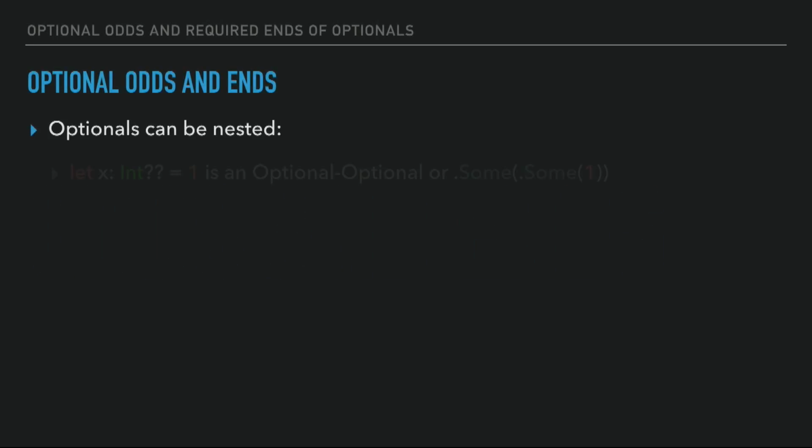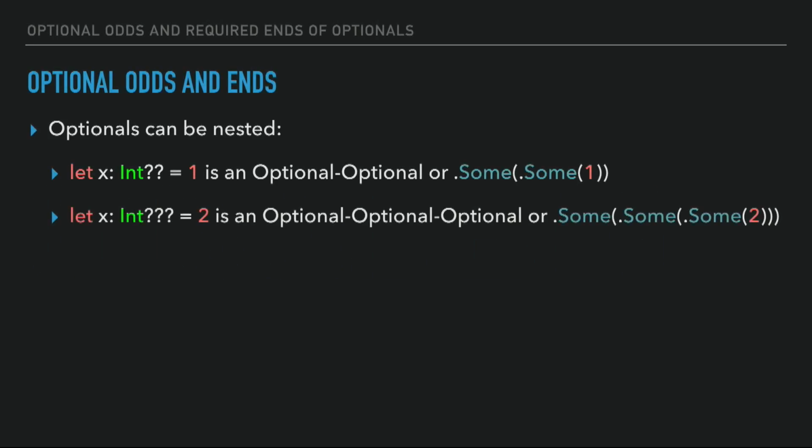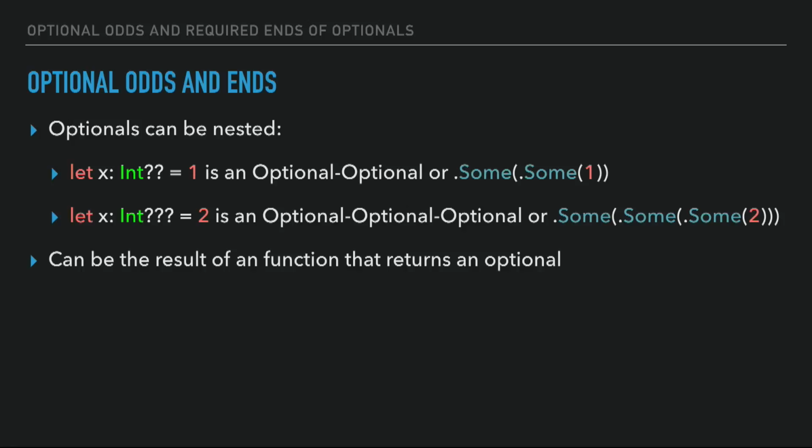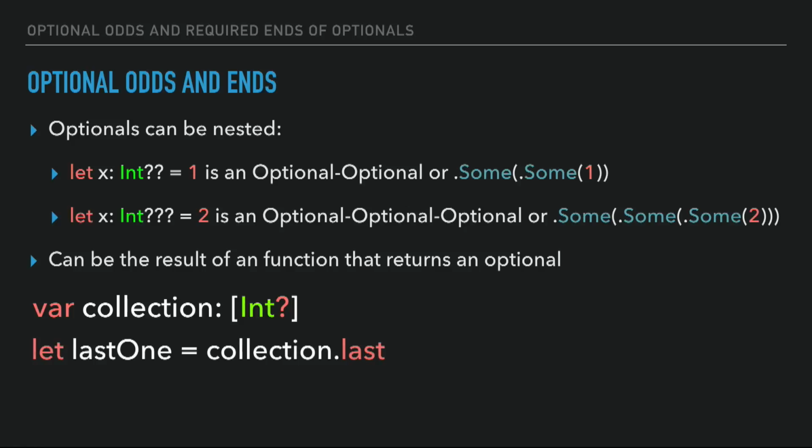So real quick, odds and ends. Optionals can be nested. You can see two question marks, which means optional optional, or triple. These are the result of functions that return optional values returning an optional value. It'll make sense one day. The idea being that if we have a collection that has optional elements in it, the method last on collections returns an optional value. So that means the last item in that collection will be an optional. You can ask me about it later.